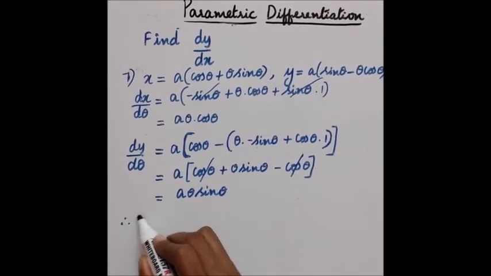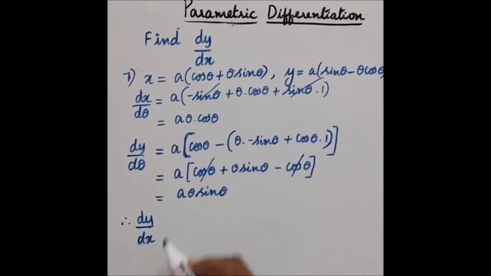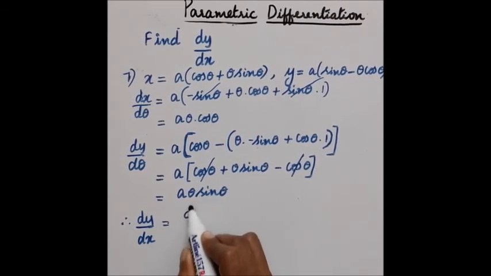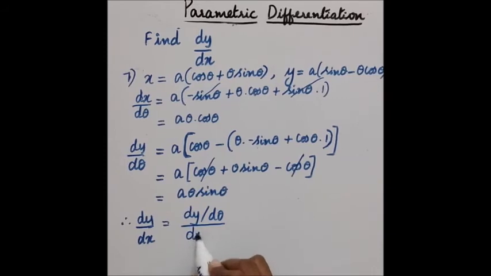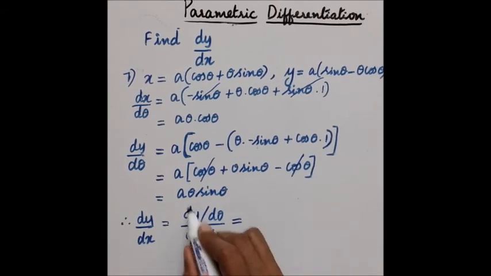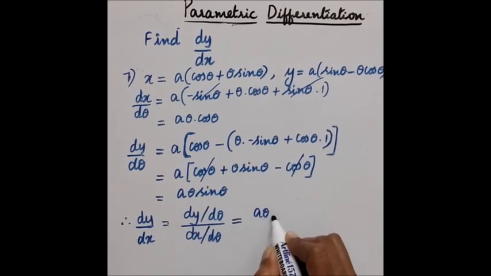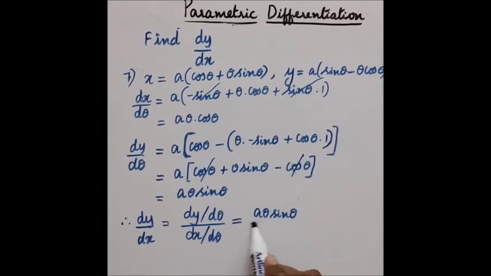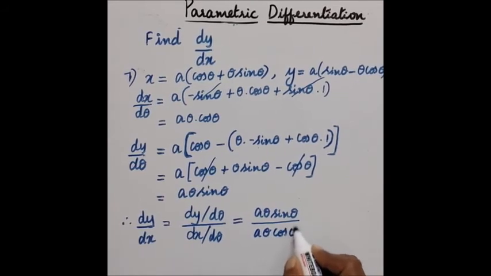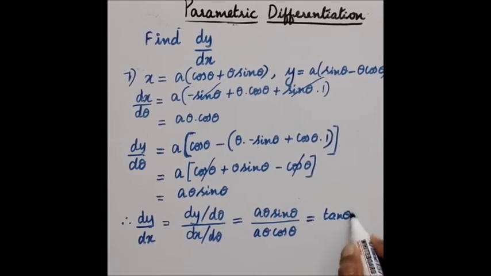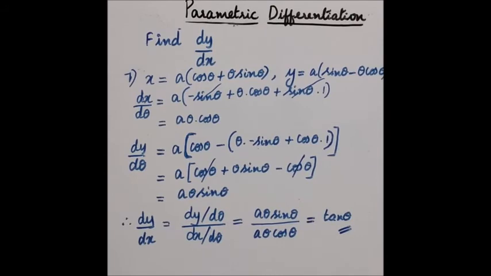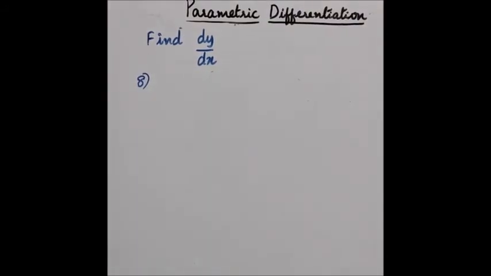So finally, dy by dx is given by dy by d theta divided by dx by d theta, that is equal to dy by d theta, a theta sin theta, divided by dx by d theta, a theta cos theta, that is equal to tan theta. So this is dy by dx. We'll move to the next question.